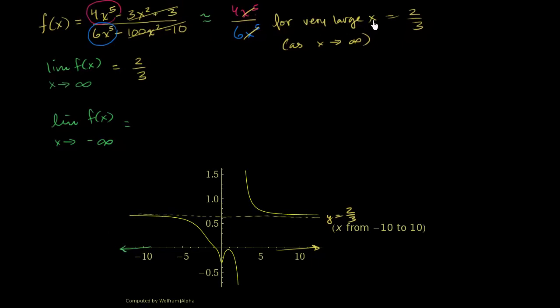So this is true for very large x's. It's also true for very negative x's. So we could also say as x approaches negative infinity, this is also true. And then the x to the fifth over the x to the fifth is going to cancel out. These are the dominant terms, and we're going to get it equaling 2/3. And once again, you see that in the graph here. We have a horizontal asymptote at y is equal to 2/3. Whether we take the limit of f of x as x approaches infinity, we get 2/3, and the limit of f of x as x approaches negative infinity is 2/3.